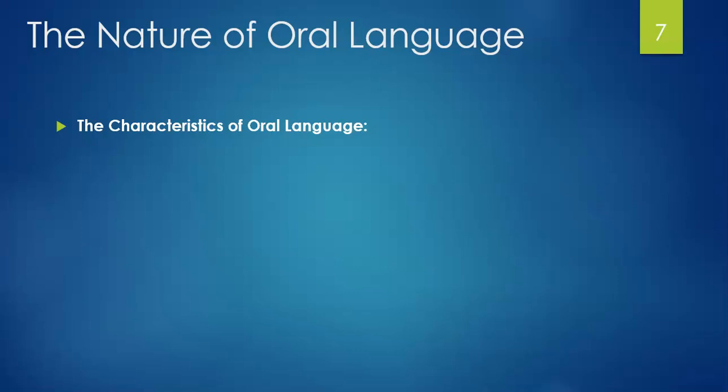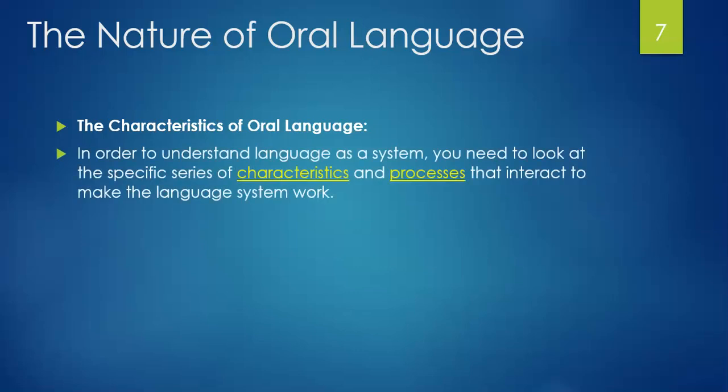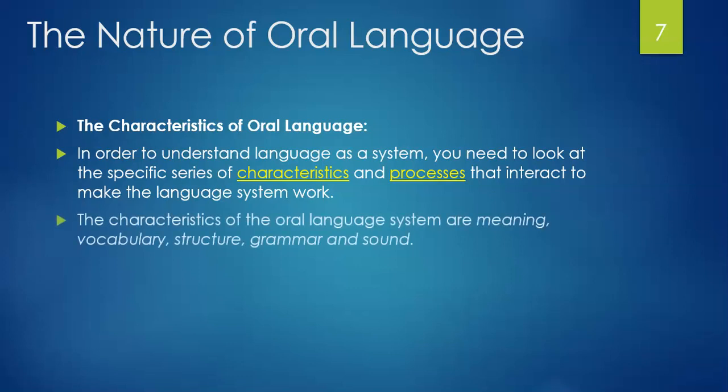Characteristics of oral language. In order to understand language as a system, we need to look at the specific series of characteristics and processes that interact to make the language system work. The characteristics of the oral language system are meaning, vocabulary, structure, grammar, and sound. Let's go over those individually.